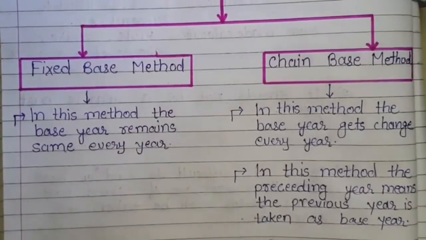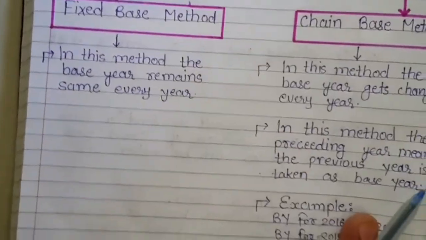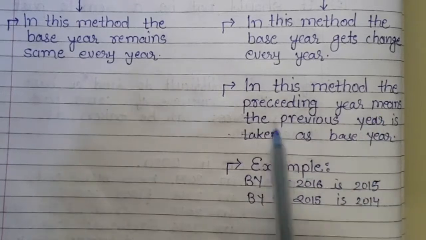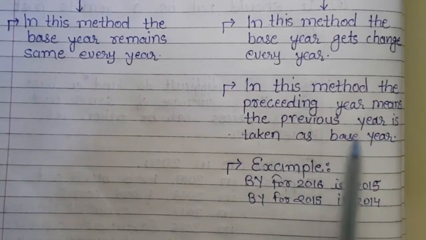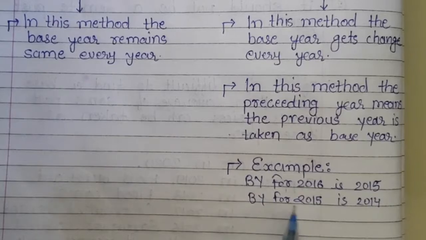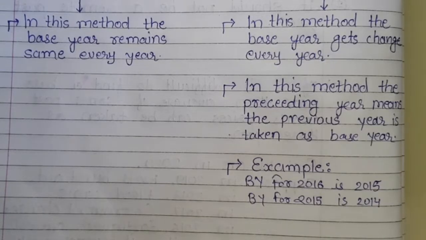In this method, the preceding year, meaning the previous year, is taken as the base year. I have given the example here also. Base year for 2016 is 2015. Base year for 2015 is 2014. Now let's understand all these topics with the help of examples or sums.